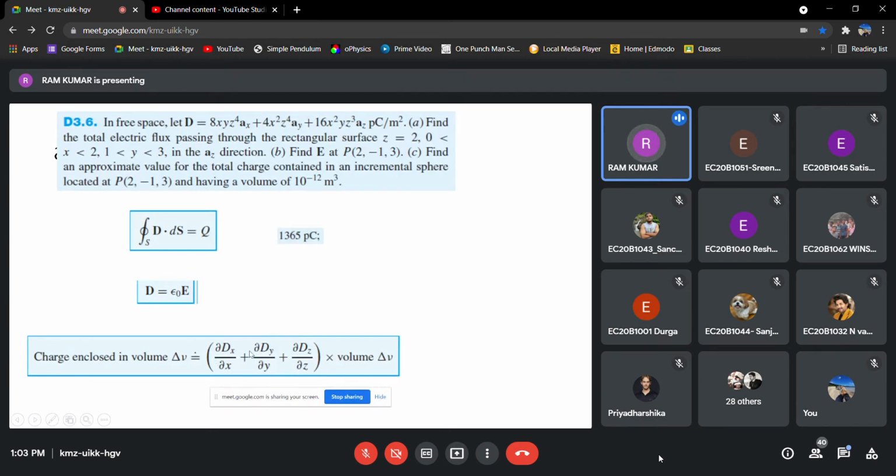This is the formula to find an approximate value of the total charge contained in an incremental sphere. They are given the location, so just note this point: 2, minus 1, 3. You have to substitute this x, y, z value here, but only after doing this operation. Don't substitute before this point. After doing this divergence operation, del by del x, then you substitute this point 2, minus 1, 3 and multiply with this value, 10 power minus 12 meter.